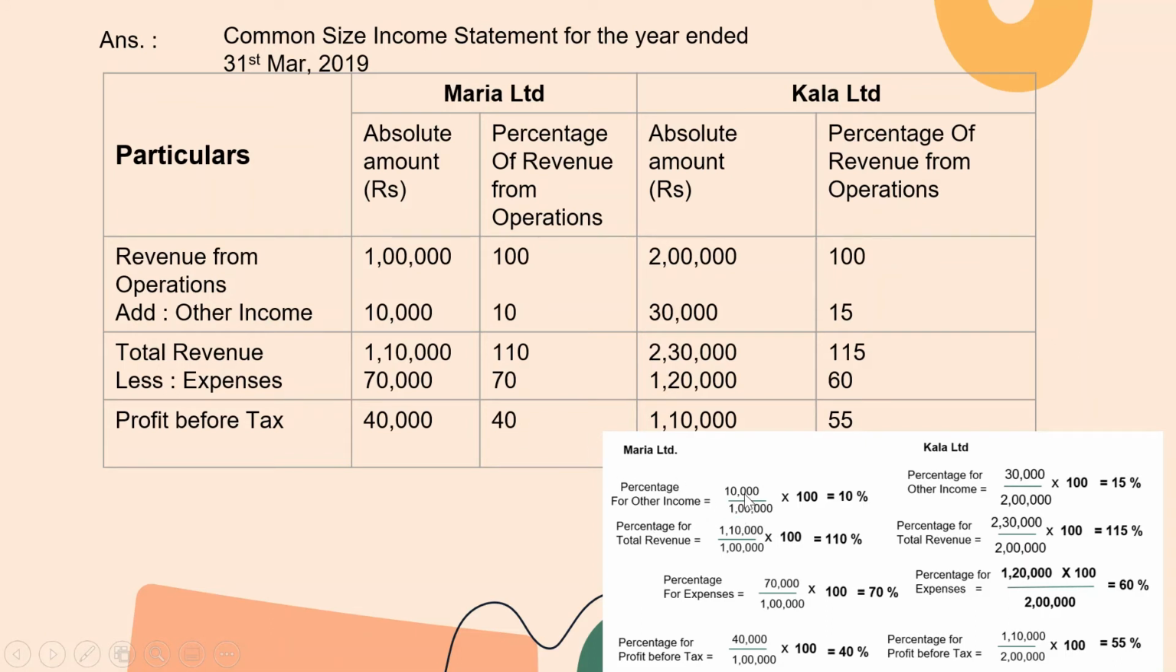See here, 10,000 by 1 lakh into 100 is equal to 10%. These two values you can add and put the third one. And now 70,000 by 1 lakh into 100, 70%. So when you subtract, you will get 40.